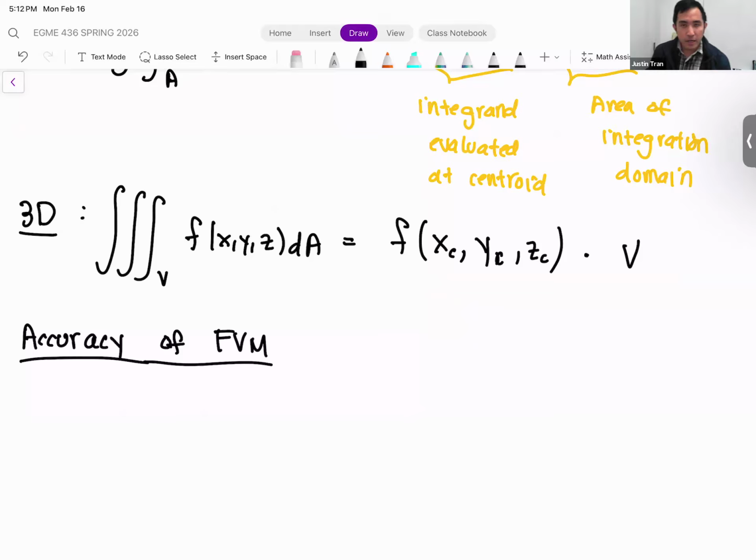Because at the end of the day, finite volume is still an approximation method, right? And so it has all the same limitations as our finite difference method. When we were talking about finite differences, we talked a lot about the order of accuracy of our finite difference scheme, right? First order accurate, second order accurate. Those same notions still apply. So we can still assess or rate the accuracy of finite volume by its order of accuracy.